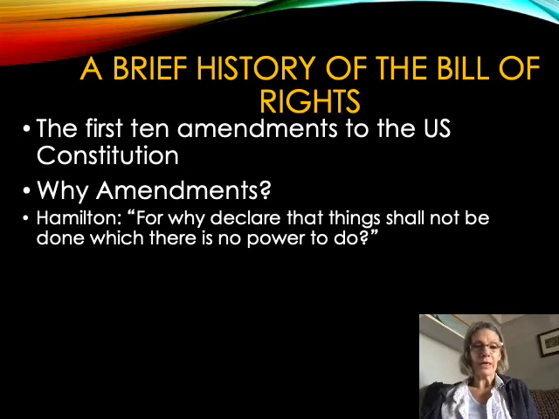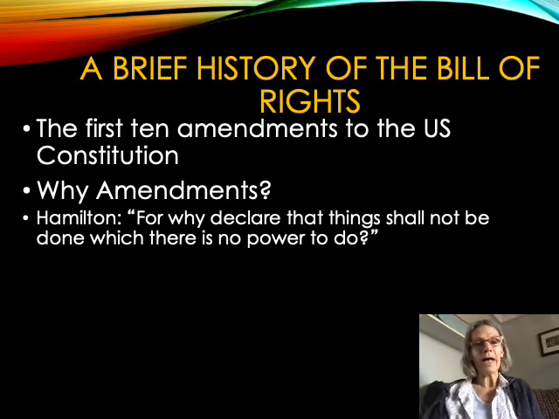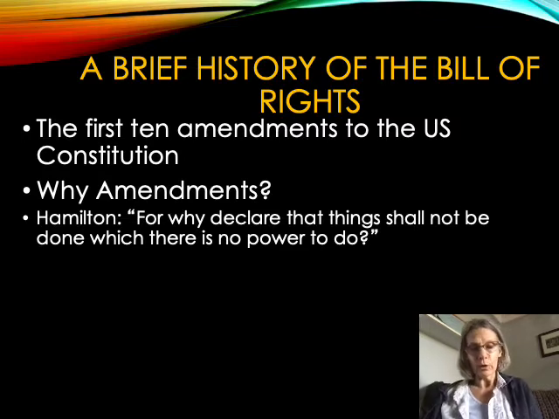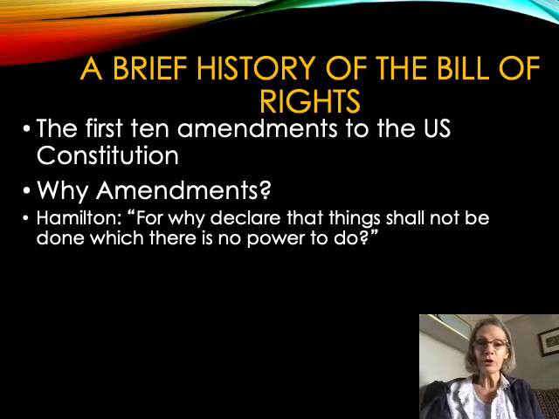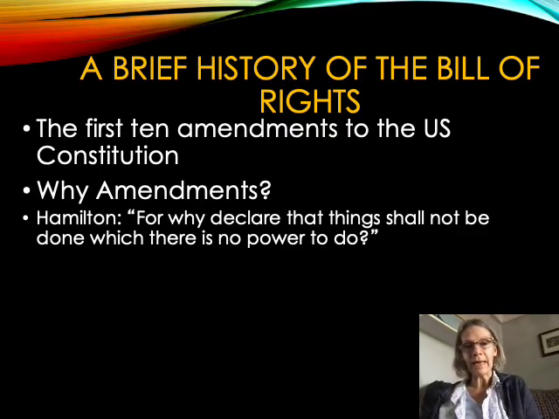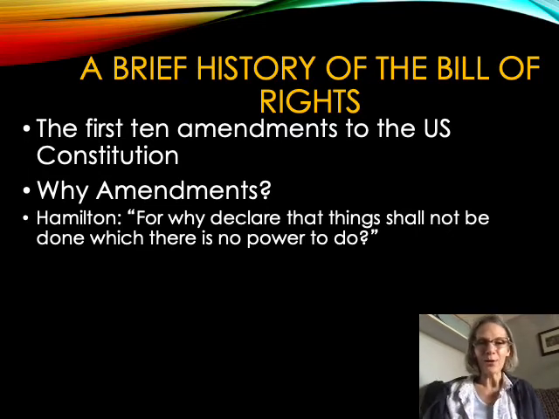So why didn't the Federalists want a Bill of Rights? Why were they initially against including a Bill of Rights in the Constitution? And that quote from Alexander Hamilton encapsulates the reasons why a Bill of Rights wasn't included. Hamilton wrote, "For why declare that things shall not be done which there is no power to do?" Okay? And so keep in mind that the Bill of Rights is a thou shall not. It's telling Congress that it can't abridge your speech. It's telling Congress that it can't take away your right to bear arms. It's telling Congress that it can't search you in an unreasonable way.